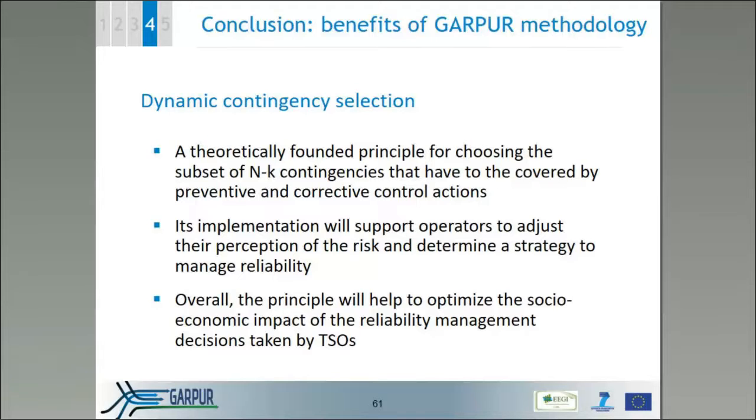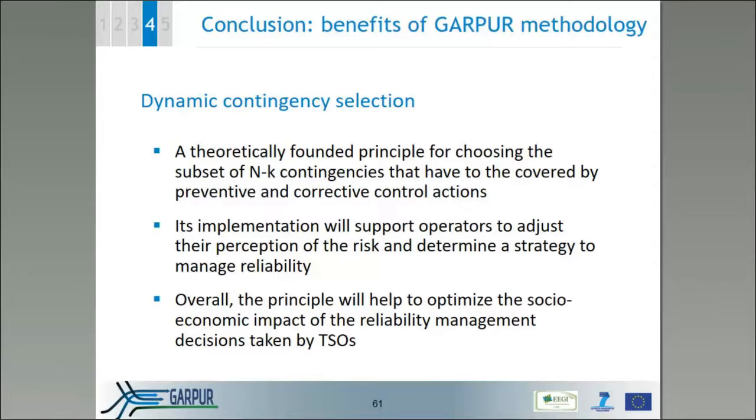And this allows us to select and to adjust the set of contingencies that has to be covered in operation to, for instance, weather conditions, but also other conditions which have an impact either on the probability of contingencies or on the cost of service interruptions, basically. And this principle should allow operators to adjust their perception of the risk and determine a strategy to manage reliability in a more dynamic fashion.